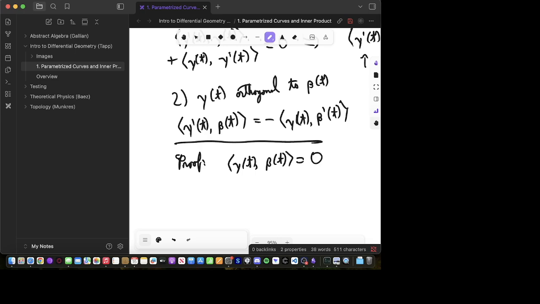Take the derivative of both sides. The derivative of 0 is 0, and the derivative of the left side is that. And if you subtract this from both sides, then you get the desired expression.